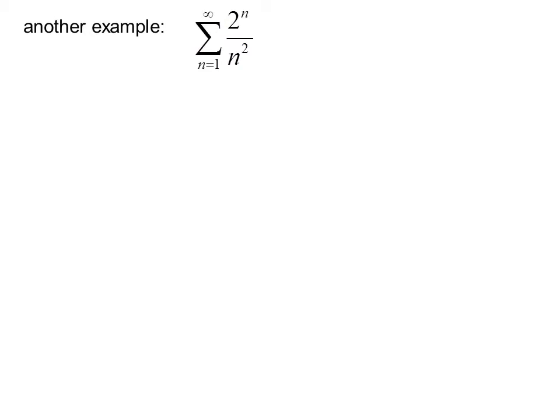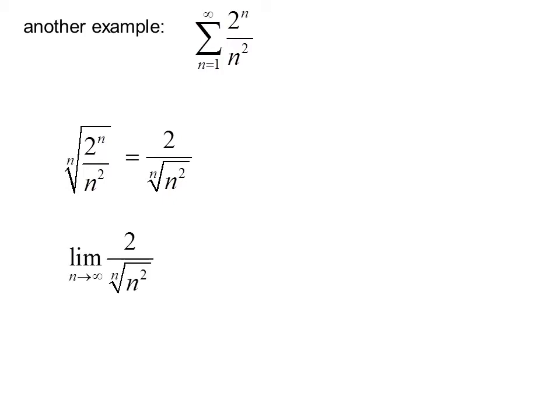Another example, the summation as n goes from 1 to infinity of 2 to the n over n squared. If we use the nth root test, we have the nth root of 2 to the n over n squared, which is 2 over the nth root of n squared. So we have the limit as n goes to infinity of 2 over the nth root of n squared, which is 2 over 1, or 2. Since the absolute value of 2 is greater than 1, this series diverges.